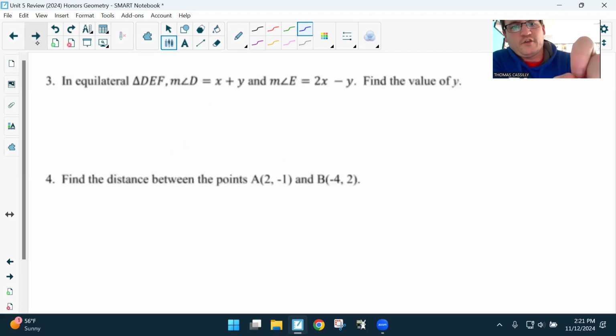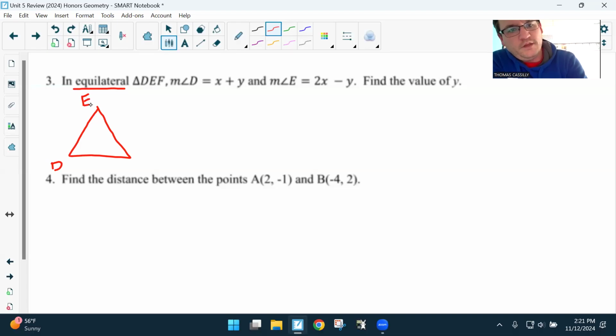All right. Moving right along, question number 3, equilateral triangle DEF. So here's what I'm going to do. I'm going to draw my best equilateral triangle. Here is D, here is E, here is F. Since it's equilateral, I'm going to put some tick marks, right? That's just a reminder for me that we have 3 congruent sides. Well, if we have an equilateral triangle, we also have an equiangular triangle. All right, so every single one of those angles is 60 degrees.